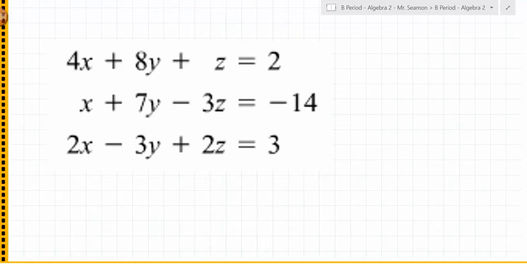What was the first thing we did with substitution? We're going to do the exact same thing. When you isolate, you have to pick one variable in one of the equations. It can be any one you want. Which variable do you want to pick to isolate? Z. You want to do z? In which equation? Well, we'll call this one.